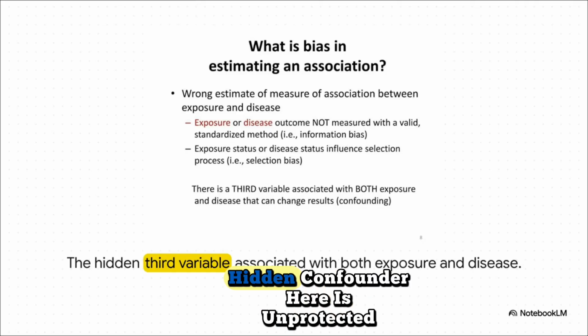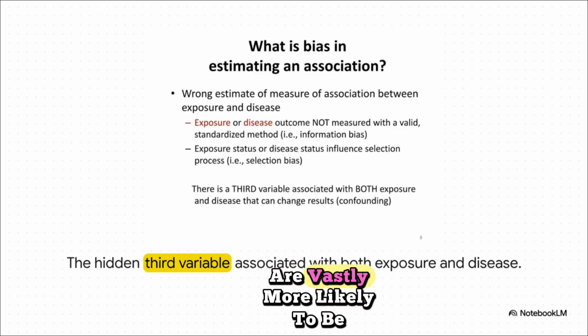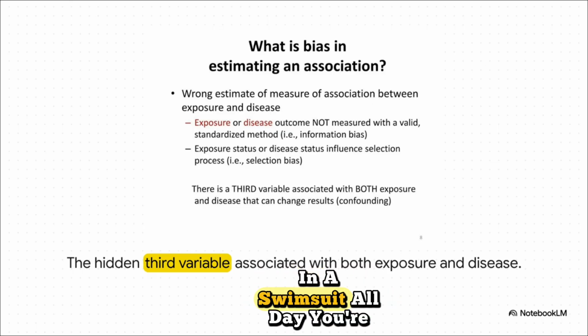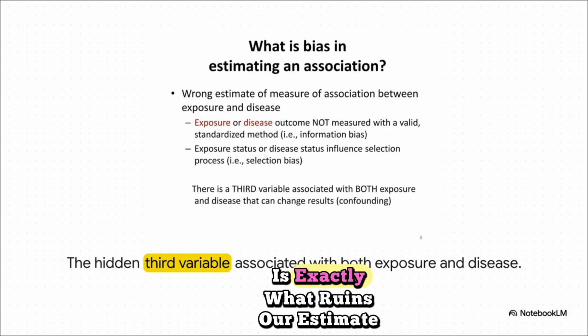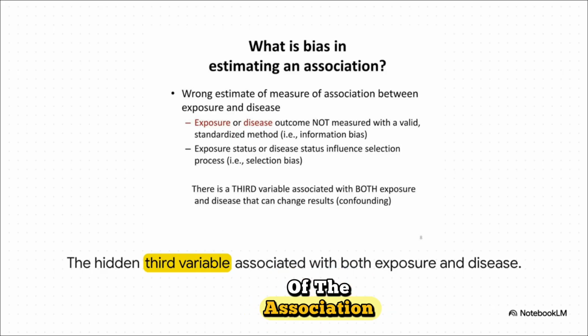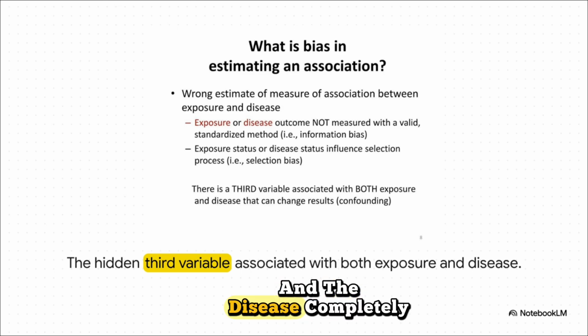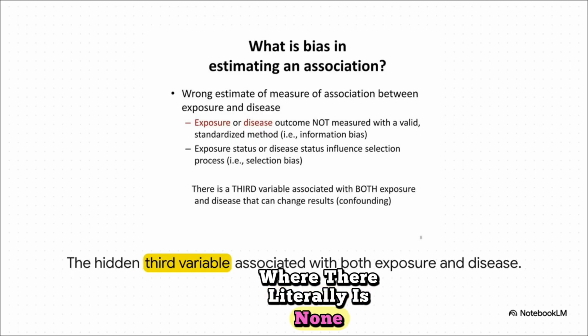The true hidden confounder here is unprotected exposure to the sun. People wearing swimsuits are vastly more likely to be out in the blazing sun than people wearing winter coats. If you sit indoors in your living room in a swimsuit all day, you're never getting a sunburn. That third variable effect is exactly what ruins our estimate of the association. The third variable is tied to both the exposure and the disease, completely tricking researchers into seeing a causal link where there literally is none.